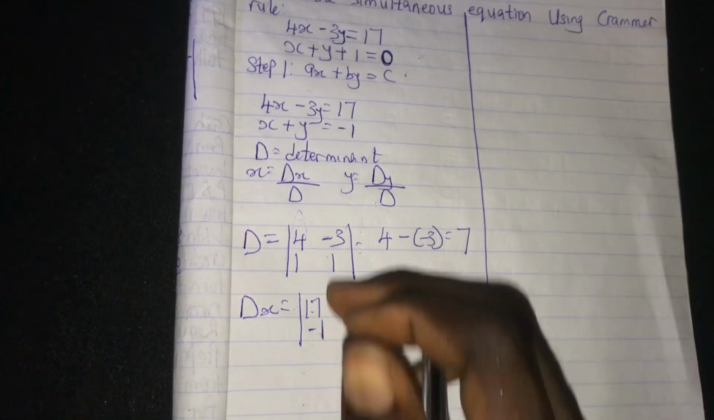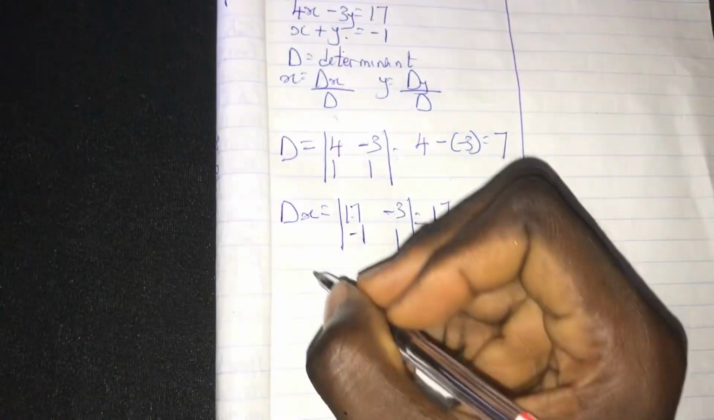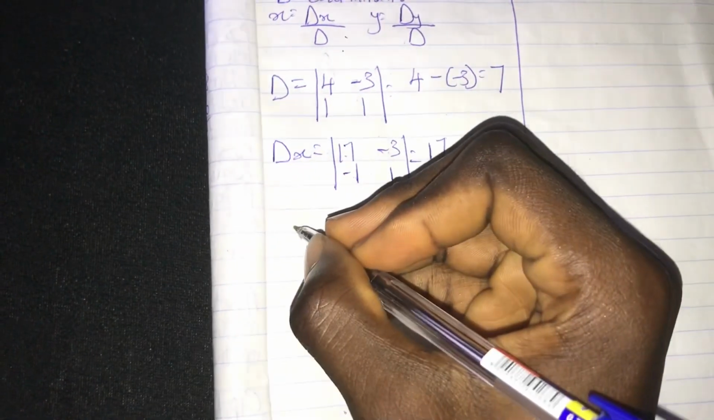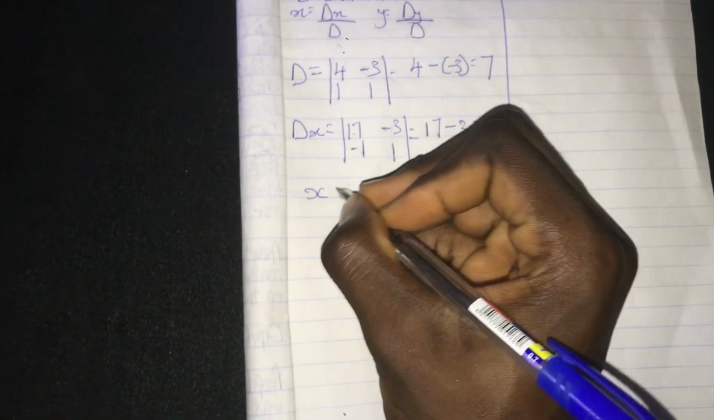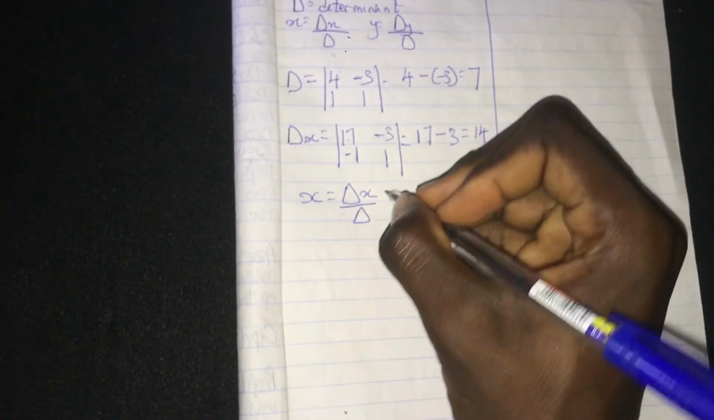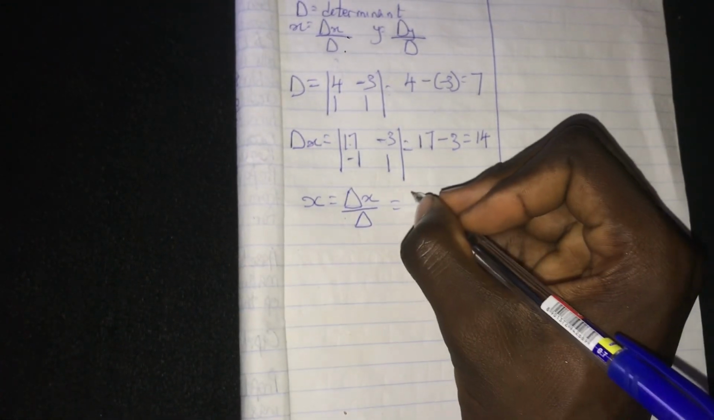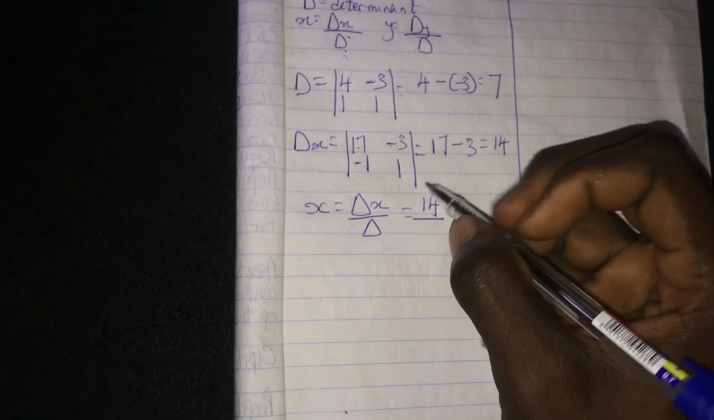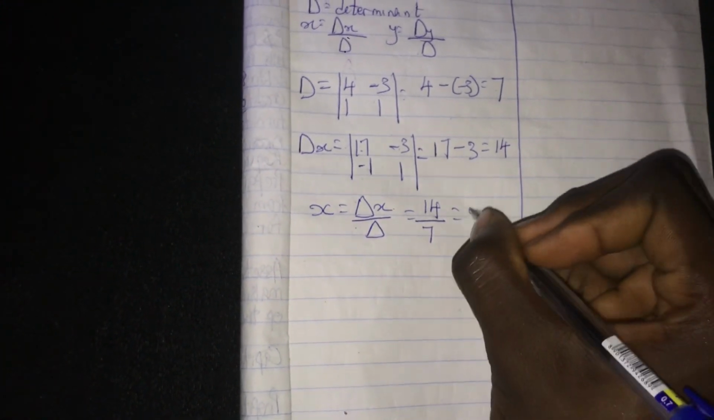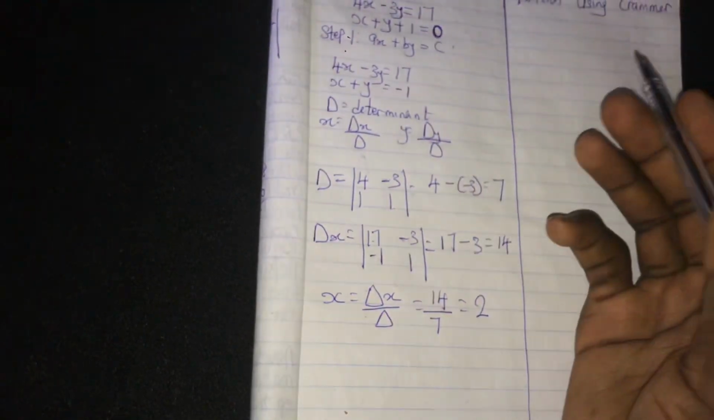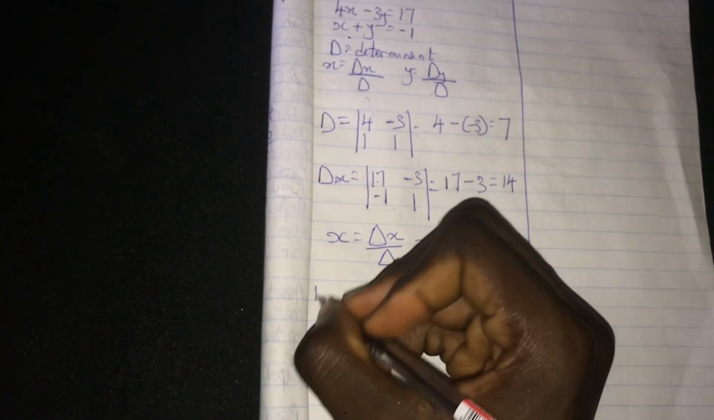14. So therefore, we can successfully see that our x is what? Is equals to Dx over D. So our Dx is what? 14. Then our determinant is what? 7. So our x is 2. We can choose to substitute it in any of the two, but let us not do it that way. Let us look for our what?